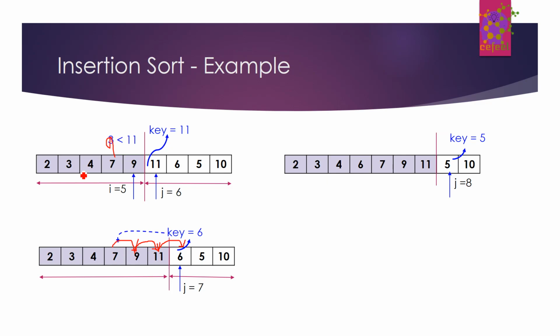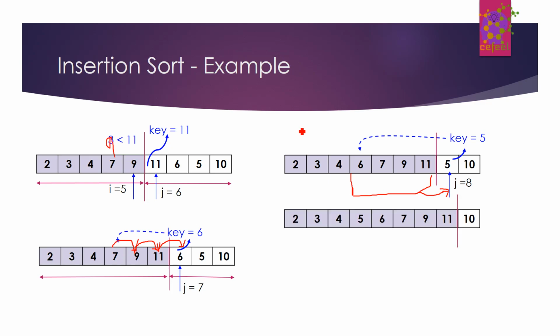So notice where it will be placed, because 5 has to be placed somewhere here because it lies between 4 and 6. So we will have to push all these items one step or one space to the right, and then insert 5 in the place of 6. So at the end of J iteration, we'll have 5 also inserted in its place, and one more item in the sorted list. So which means we'll have 2, 3, 4, 5, 6, 7, 9, 11.